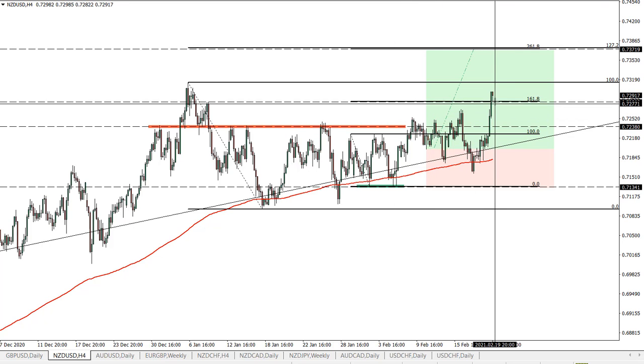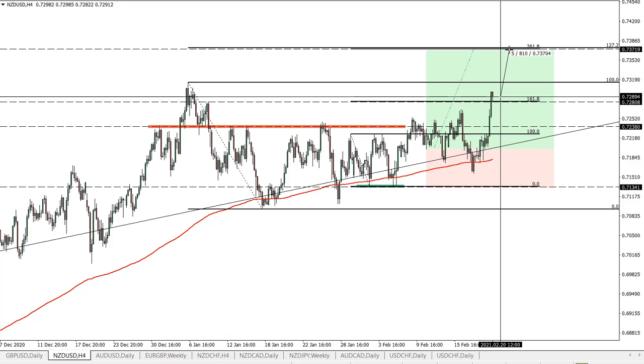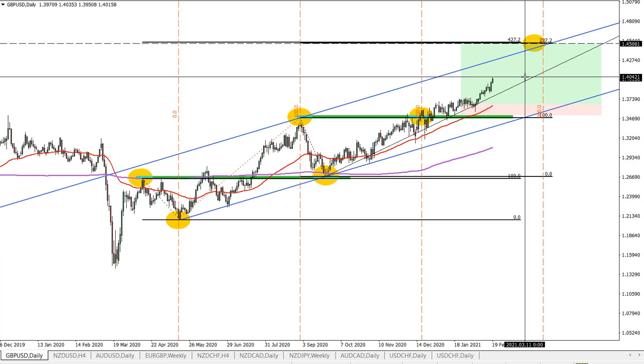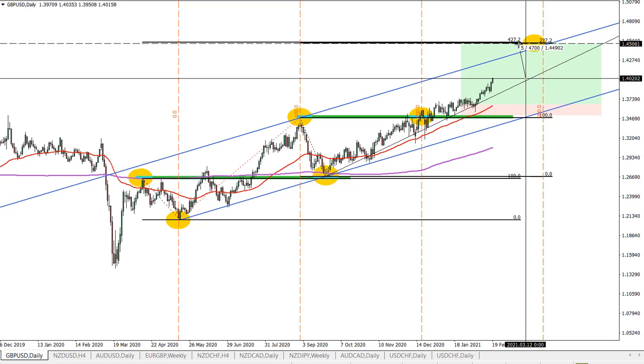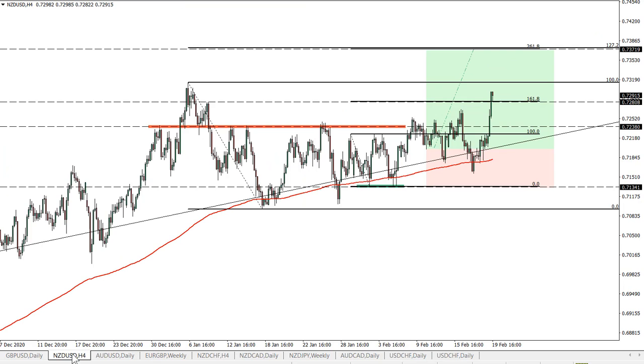So also we have this potential, and if we calculate it, it's about 80 pips. Comparing to the pound against the dollar, it's 490 pips. So there is a lot to go. And maybe New Zealand dollar will go also much higher.